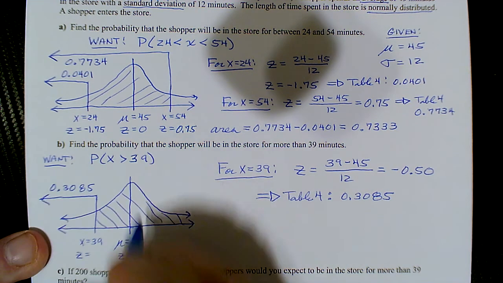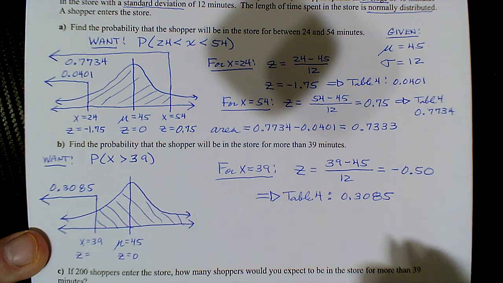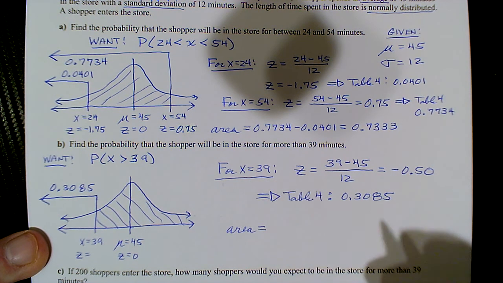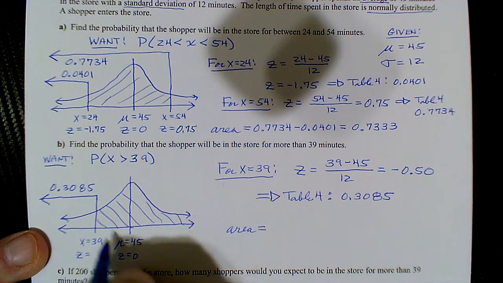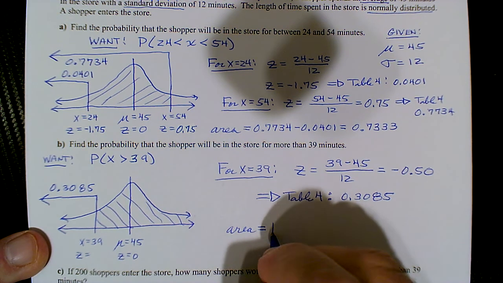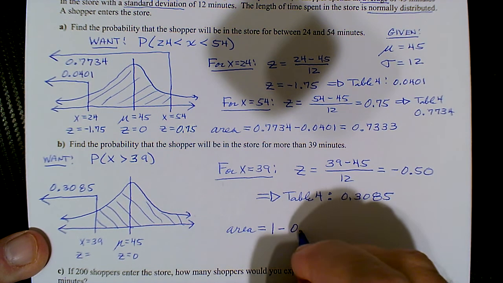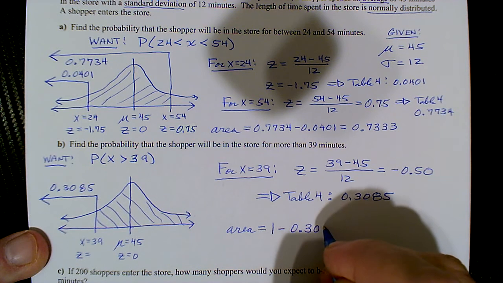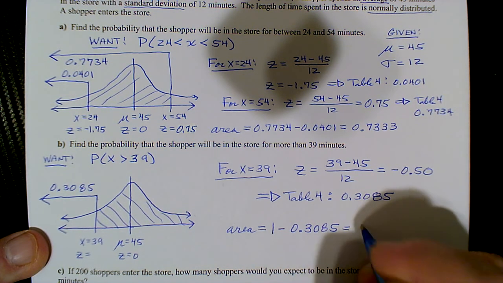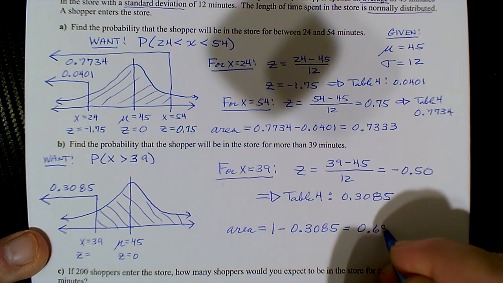But notice that we're looking for everything to the right of that. If you want to use probability notation again, that's fine. I'm just going to say area. And to the right would be the complement of the area we find in the table. So 1 minus 0.3085 or 0.6915.